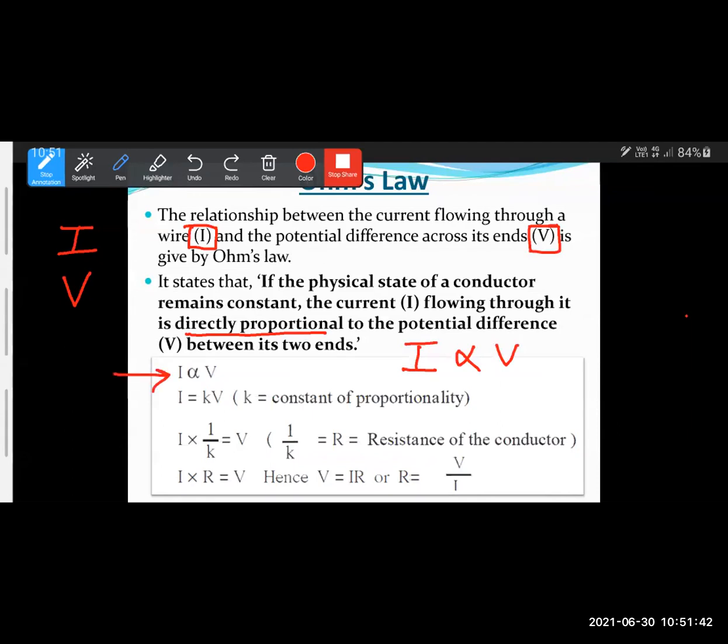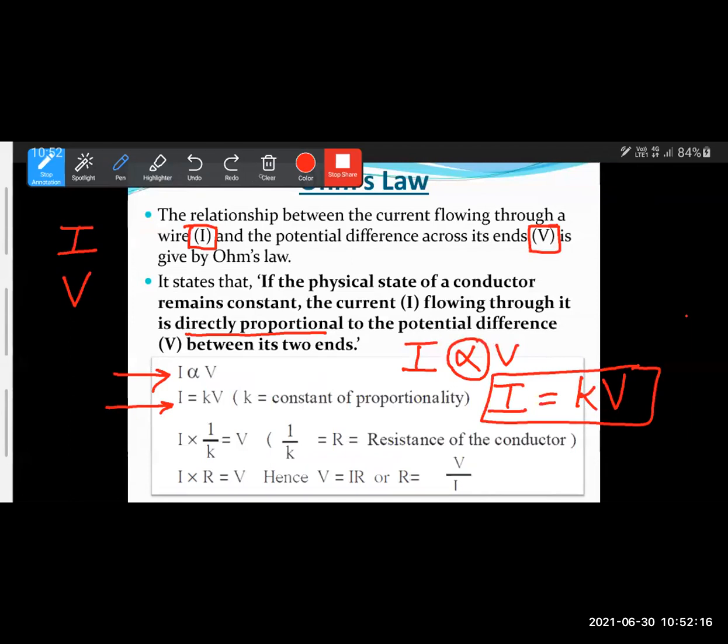Now when you remove the symbol of proportionality, this symbol alpha, it is a symbol for proportionality. So when you remove that symbol and replace it by an equal sign, we introduce a constant. So I becomes equal to constant K into V. So this is the new equation, as you can see here, I equals K into V. Now here K is the constant which is generally represented as resistivity.